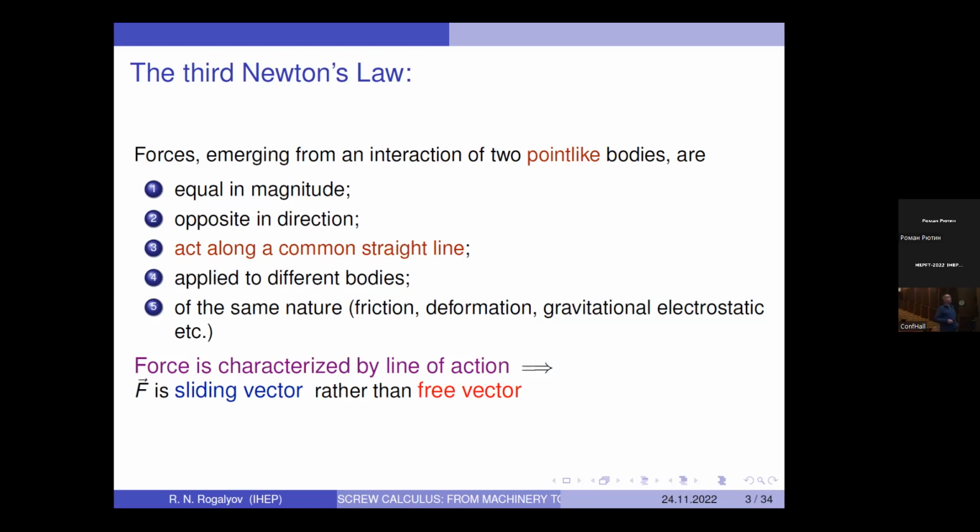And in contrast to relativistic dynamics, where force is a bound vector in order to observe the ball rigidity condition, in classical mechanics force has no point of application.